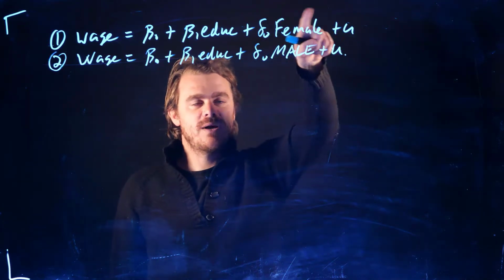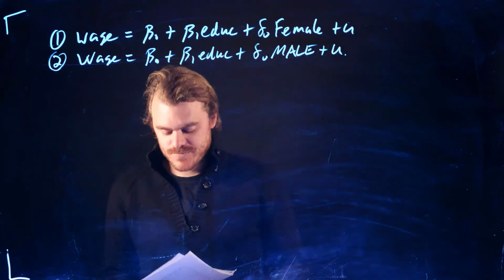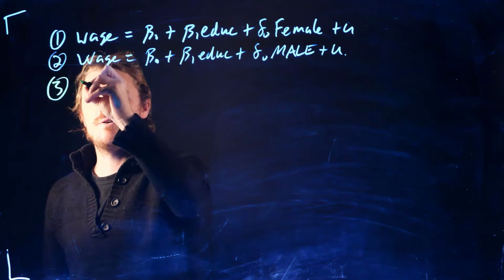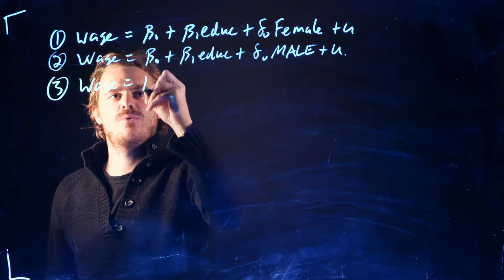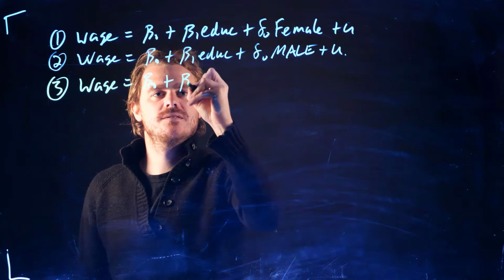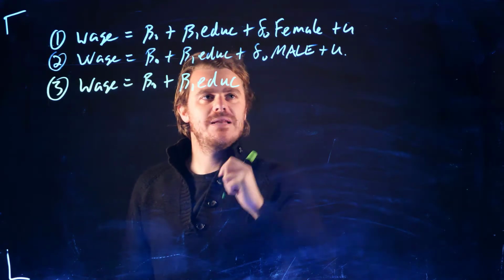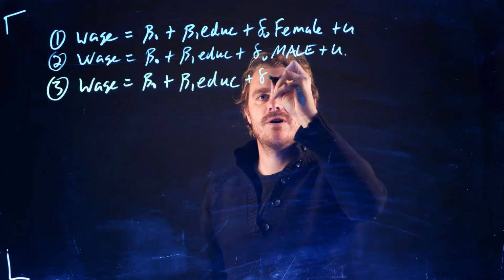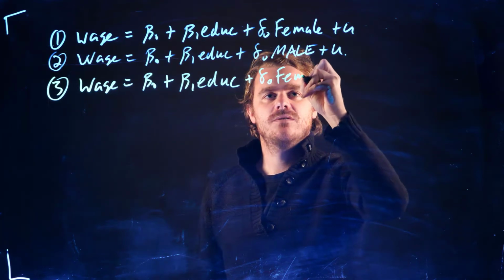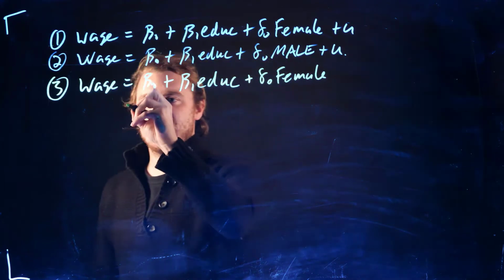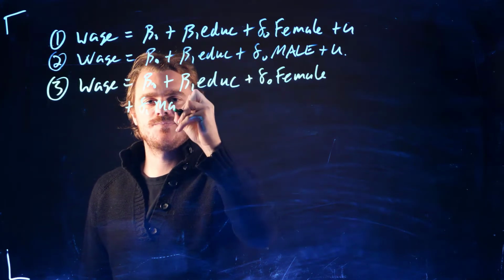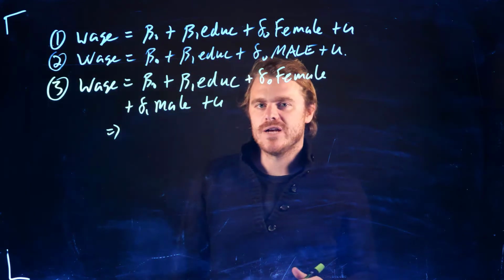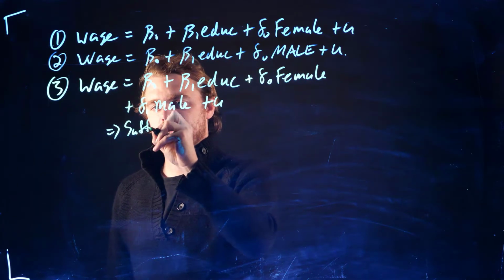But in either case, we have to leave out one of the groups. And the reason why we need to, I'll put a third regression down and write what would happen if we put both groups in. The reason is that perfect multicollinearity problem that we've talked about before. So let's say we had delta 0 female plus delta 1 male plus U. This third regression suffers from perfect multicollinearity.